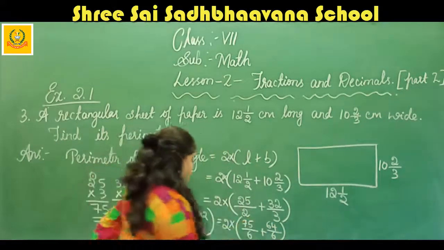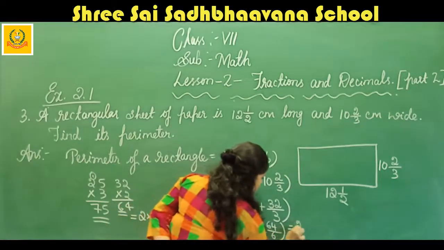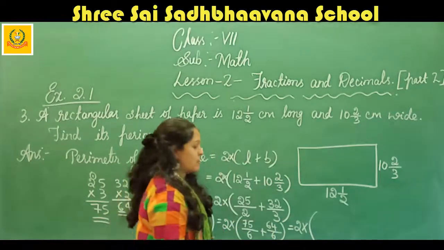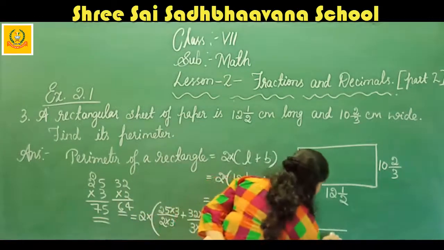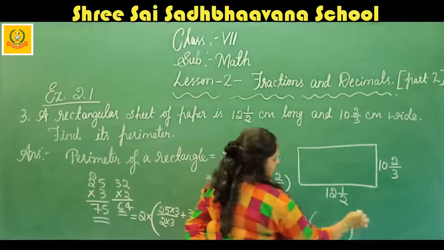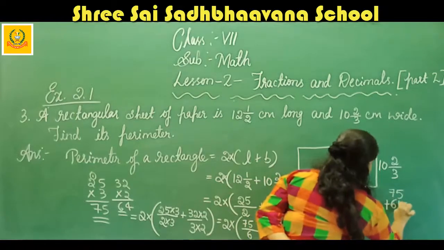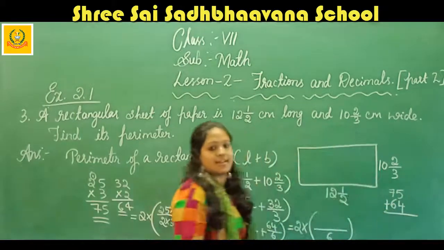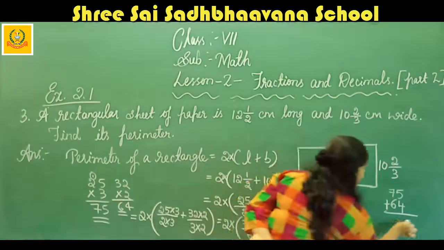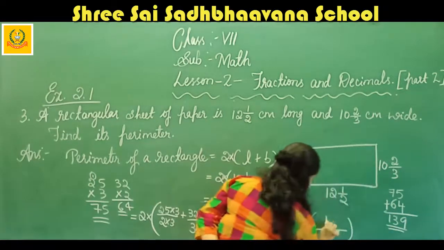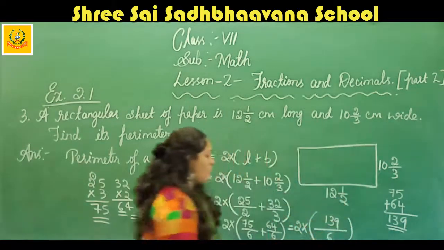Yes, let me add and write. 2 into 75 plus 64. 75 plus 64 how much? Let me add here 75 plus 64. Add this, children. 5 plus 4, 9. 7 plus 6, 13. 139. Now what we have to do?